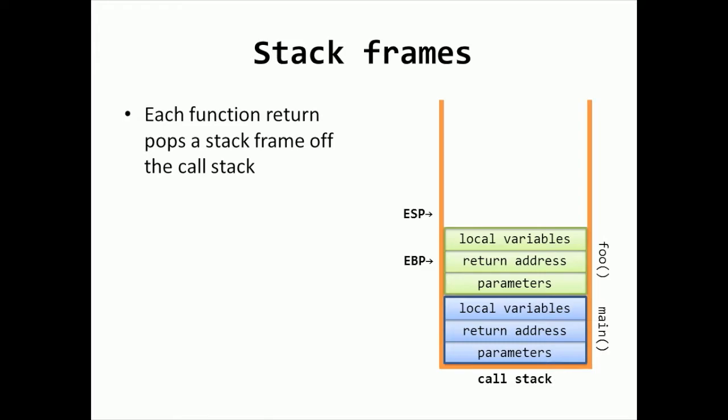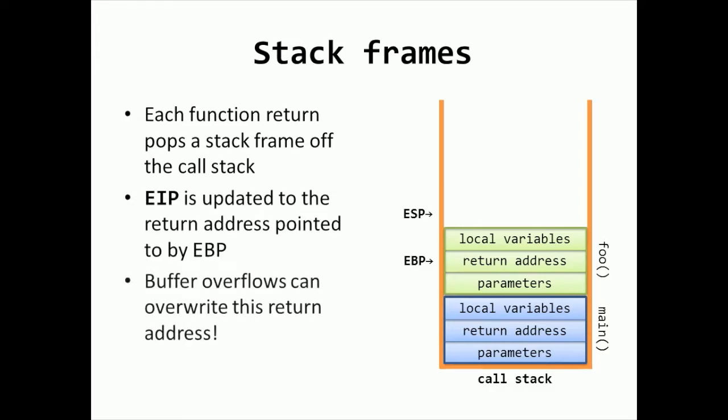The base pointer will point to the return address in the calling function stack frame, which is now the top of its call stack. Finally, the instruction pointer will be updated with the return address inside the stack frame that is being popped. That last step is the key to stack buffer overflow exploitation.